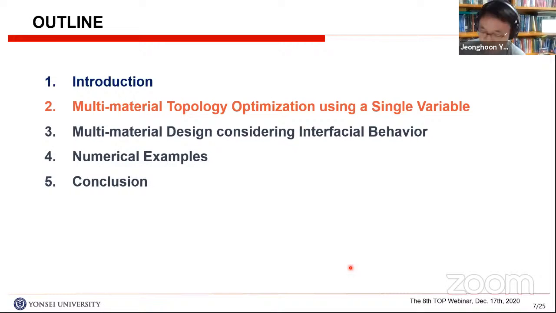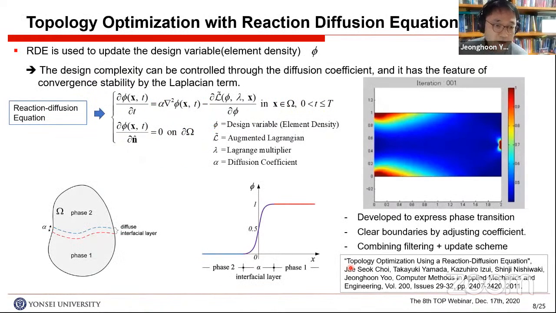Let me see the design method in detail. Firstly, the topology optimization method used here is reaction diffusion based topology optimization. It uses the reaction diffusion equation as the design variable update scheme, and it was already explained in detail by Professor Izui before. So let me just skip this part.